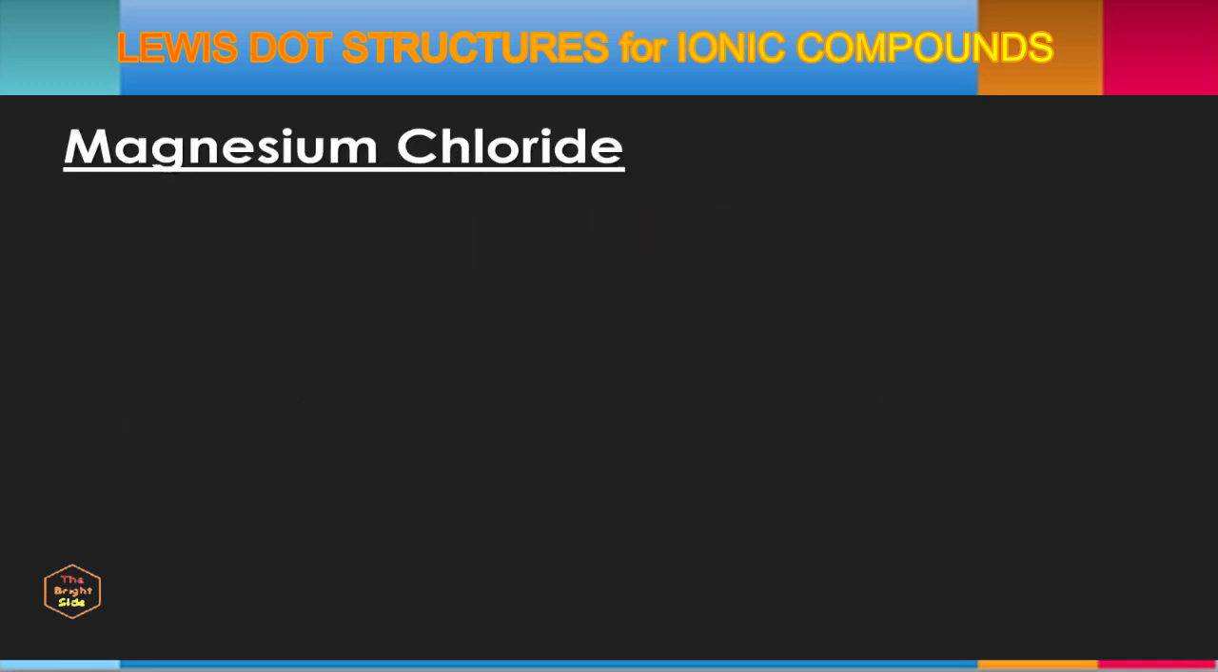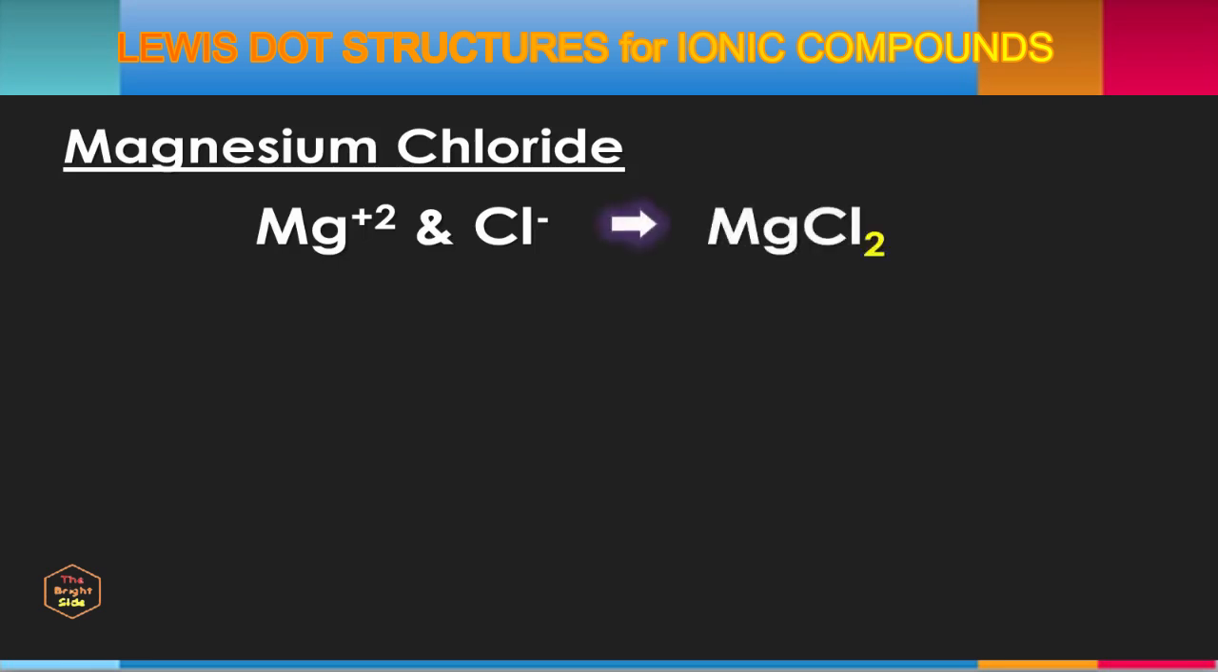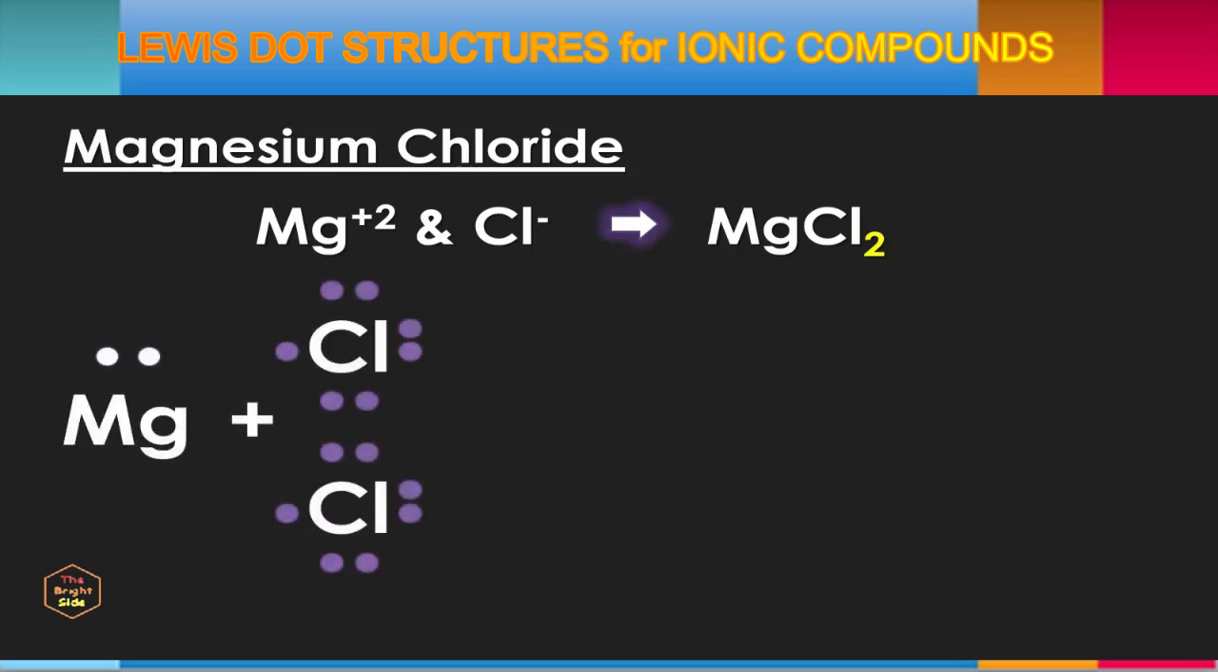Let's try another one, magnesium chloride. So you're taking magnesium with a +2 charge and you're adding it to chlorine with a -1 charge. The crisscross method tells us that our formula should be MgCl2. 1 magnesium for every 2 chlorines. If you have 1 magnesium for every 2 chlorines, you're starting off with this. 1 magnesium with 2 valence electrons and 2 chlorines with 7 valence electrons each.